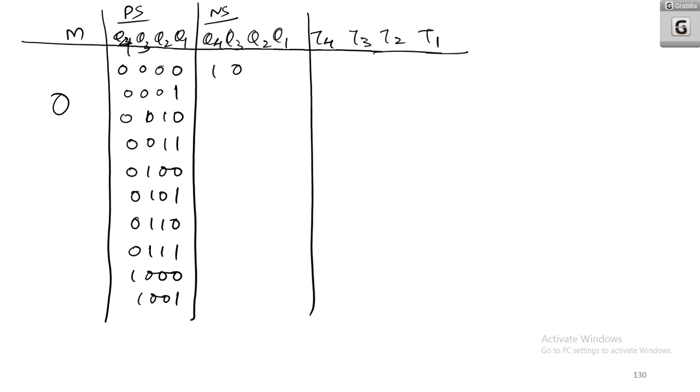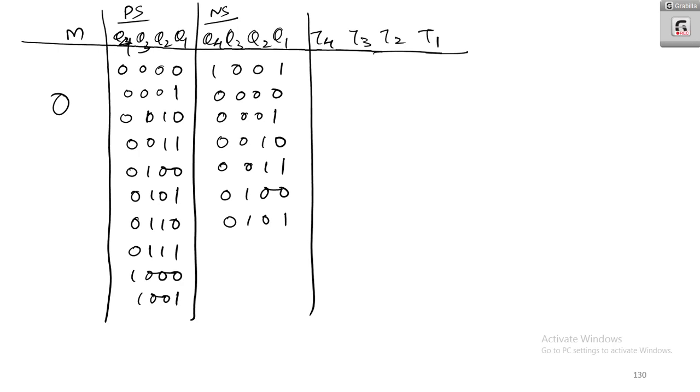So it is 1, 0, 0, 1. 1 means it will go to 0. 2 means it will go to 1. 3 means it will go to 2, that is 0, 0, 1, 0. 4 means it will go to 3, that is 0, 0, 1, 1. 5 means it will go to 4, that is 0, 1, 0, 0. 6 means it will go to 5, that is 0, 1, 0, 1. 7 means it will go to 6, that is 0, 1, 1, 0. 8 means it will go to 7, 0, 1, 1, 1. Now 9 means it will go to 8, that is 1, 0, 0, 0.